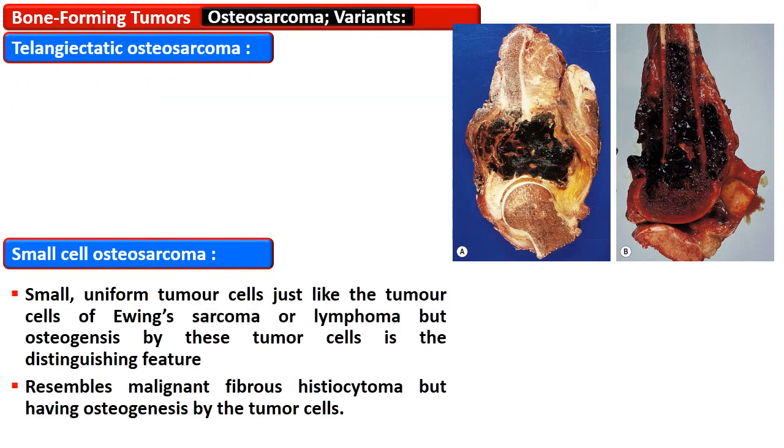The small cell variant shows uniform small cell aggregates, and this simulates Ewing sarcoma or lymphoma. But this is identified by their ability to form bone.